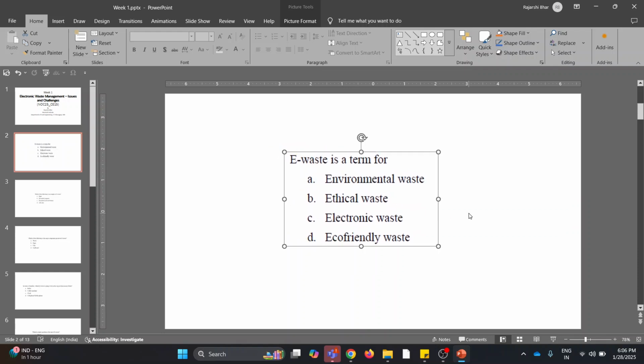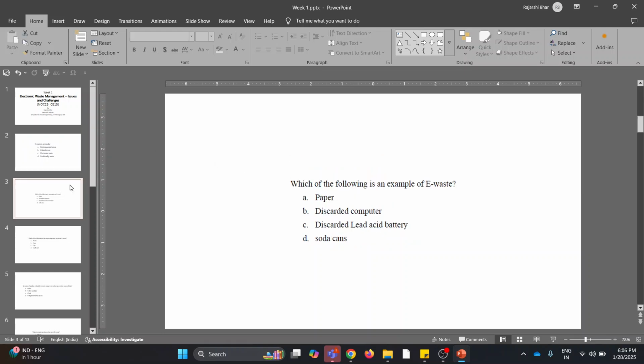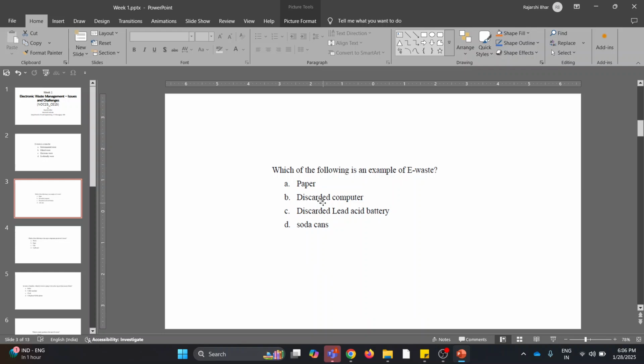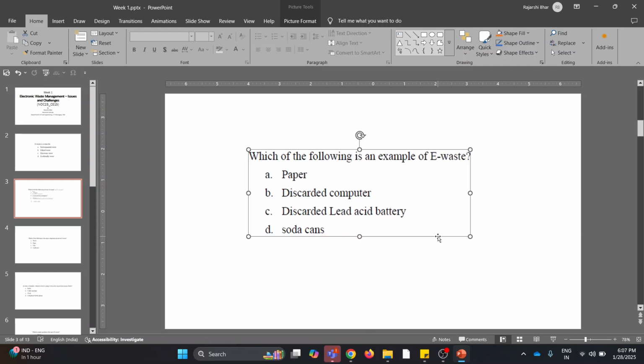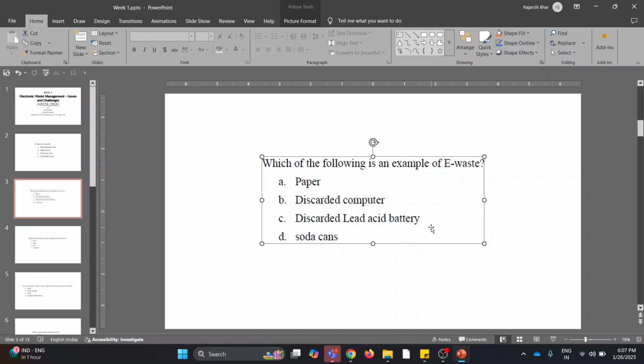E-waste is a term for, this is not even a question. We already know that it is electronic waste. So there is no point in wasting any time on this question. This is an interesting question, and I believe that this is the only very important question in today's set of questions. This example asks you to identify which of these is an e-waste.